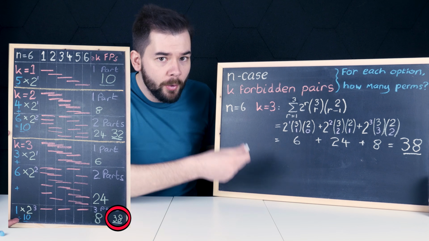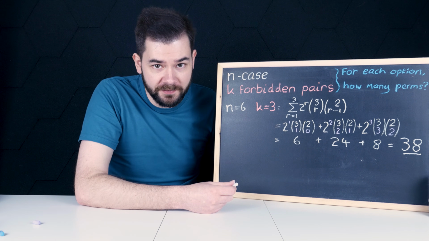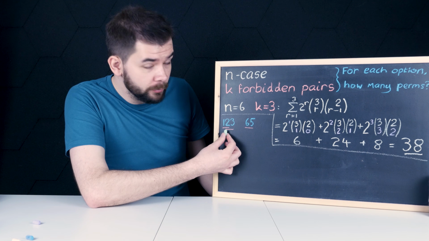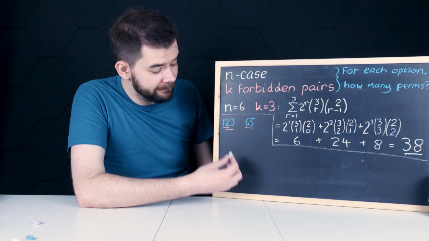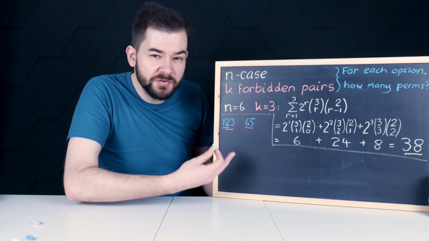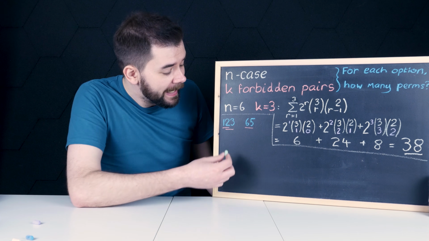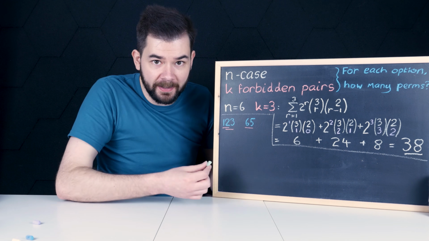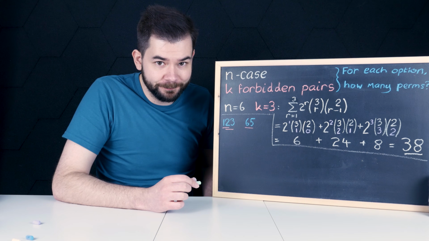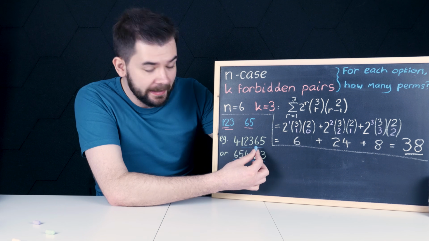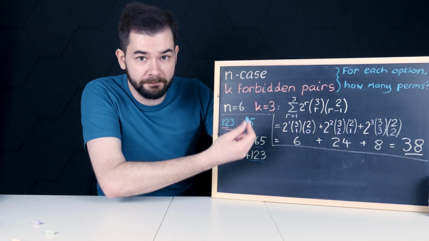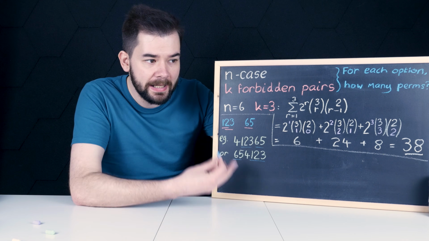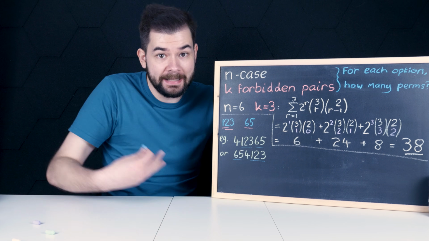Now, the question is, how many permutations are there for each of the 38 possibilities? So, for example, one of our 38 possibilities is the forbidden pair 1, 2, the forbidden pair 2, 3, and the forbidden pair 6, 5, where 1, 2, and 2, 3 are smushed together. This is just one of our 38 possibilities, but the question is, how many permutations can you write that contain 1, 2, 3, and 6, 5 somewhere inside of it? So for example, the permutation 4, 1, 2, 3, 6, 5 is an example of a permutation that contains both of these structures of forbidden pairs. Another one might be 6, 5, 4, 1, 2, 3. How many permutations are there in total, and how many are there in the general case?